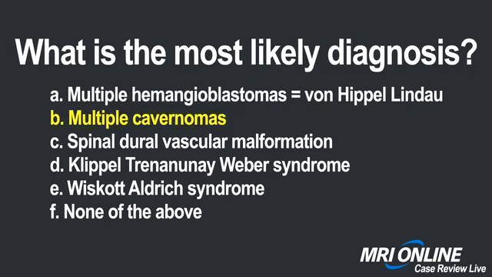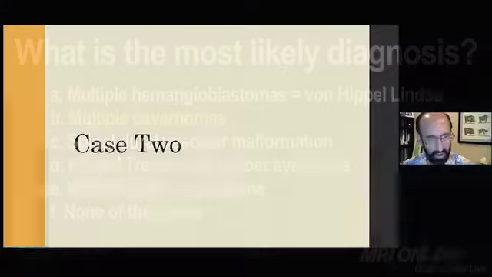So 67% went with multiple cavernomas. Then we have the other, none of the above, and Klippel-Trenaunay-Weber. So this patient actually did have congenital keratoangiomatosis, but these lesions were characteristic of multiple cavernomas. So let's take a look.